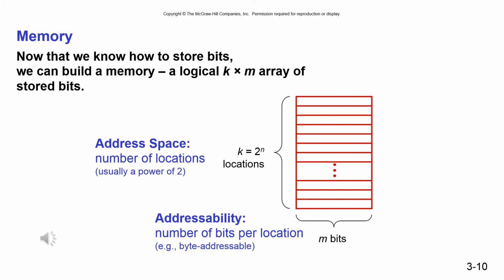And then the number of locations is always a power of 2. So we build a logical K times M array of stored bits. And once again, in a 64-bit architecture, the addressability is twice the size of a 32-bit, twice the size of a 16-bit. Nobody uses 8.